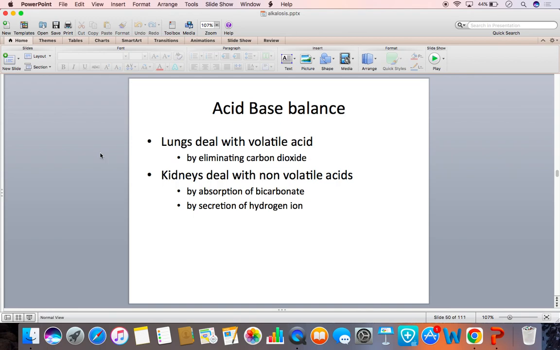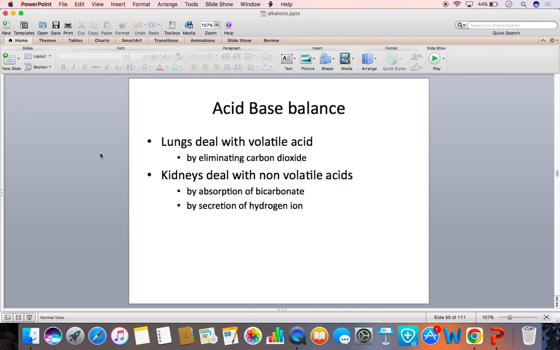How is the acid-base balance brought about? There are two important organ systems that regulate the acid-base balance. There's always a tendency to produce acidosis or acidemia. Acidemia is the condition wherein pH of the blood is less than 7.35.